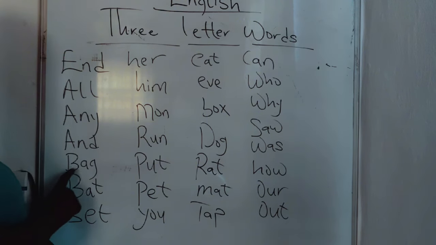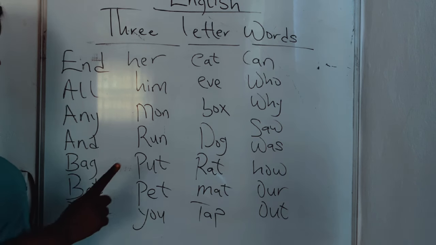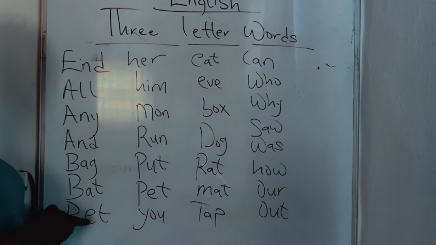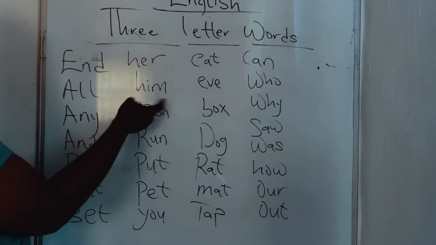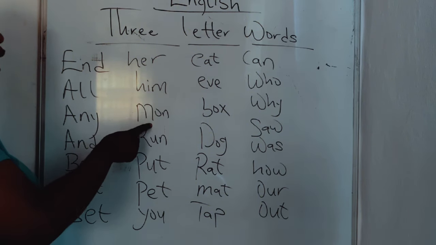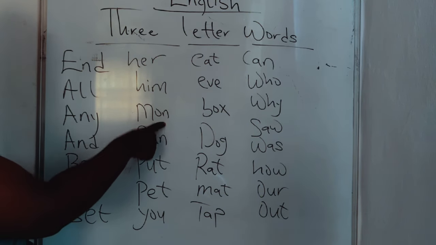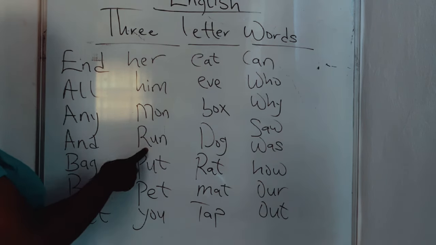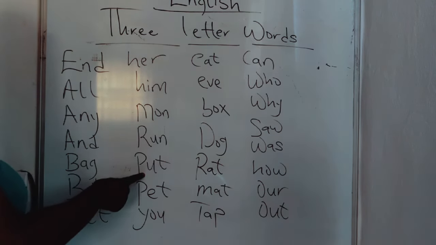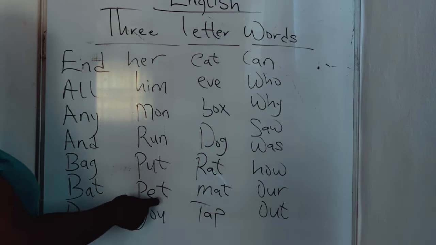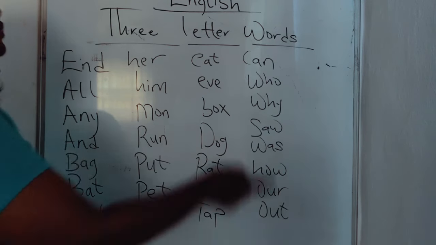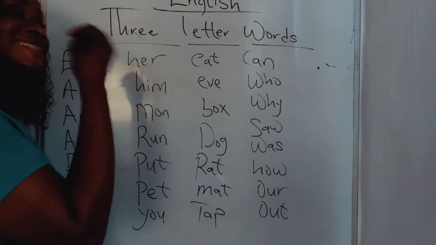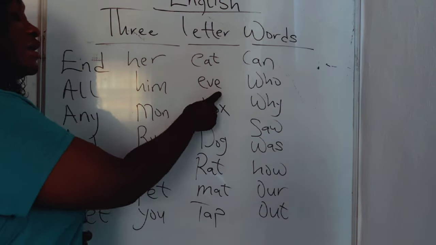And, A-N-D, and. Bag, B-A-G, bag. Bat, B-A-T, bat. Bet, B-E-T, bet. Her, H-E-R, her. Him, H-I-M, him. Mon, this is an abbreviation of Monday, M-O-N, mon. Run, R-U-N, run. Put, P-U-T, put. Pet, P-E-T, pet. You, Y-O-U, you. Eat, E-A-T, eat. Eve, E-V-E, eve.